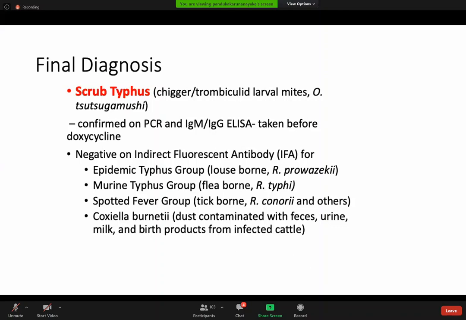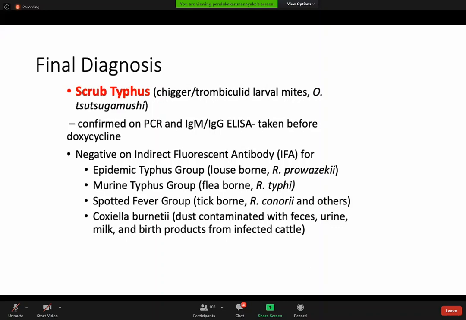So it's important, guys, that if you're doing these specialist tests, which are available at the MRI, for example, the blood sample must be sent as early as possible. So definitely within 7 days, and it must be taken before you start doxycycline, because that is going to hugely decrease your yield of getting a positive result. So in this particular patient, we had the luxury of doing the indirect fluorescent antibodies for the other rickettsial species.